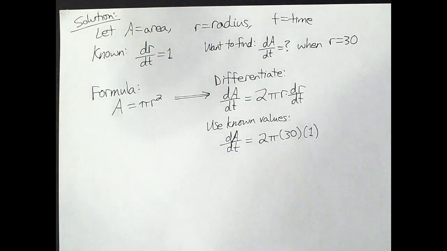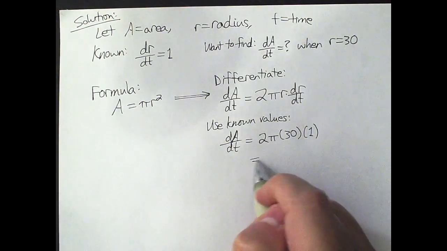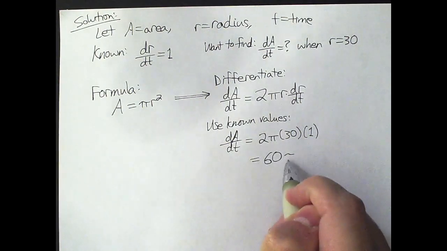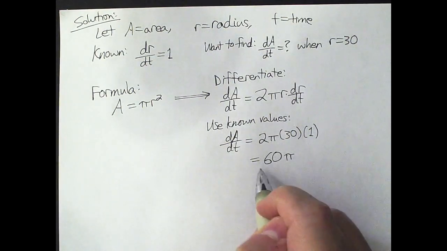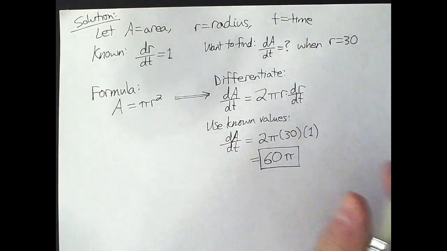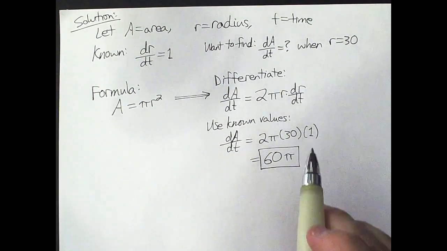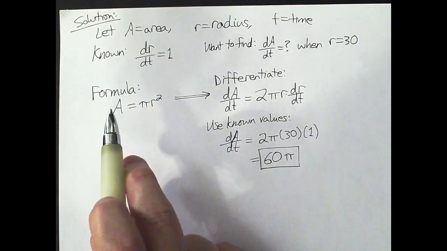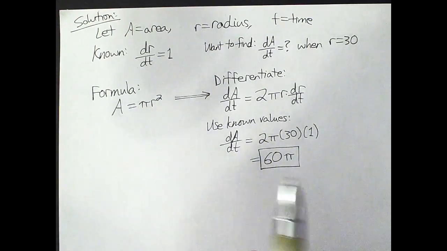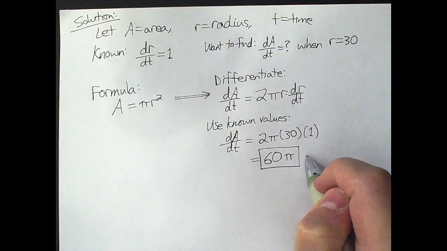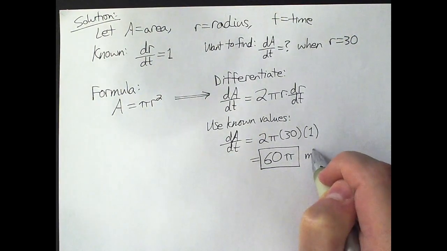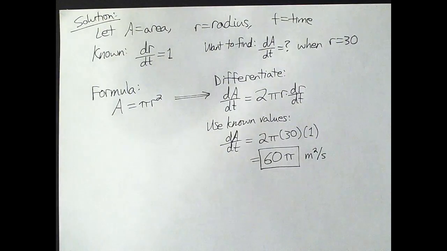See, that's not bad. That equals 60 pi. That's what we were looking for. And in the end, this is the answer, so I'm going to put units. Let's think about what this is. This is the rate of change of area. Area would be measured in square meters, right? So how fast is the area changing? Meters squared per second. That's it. That's the whole problem.